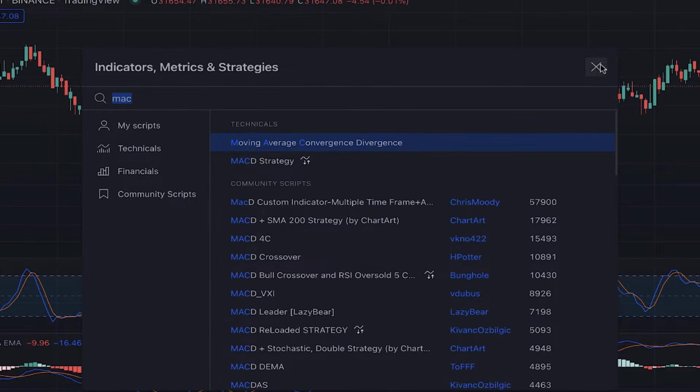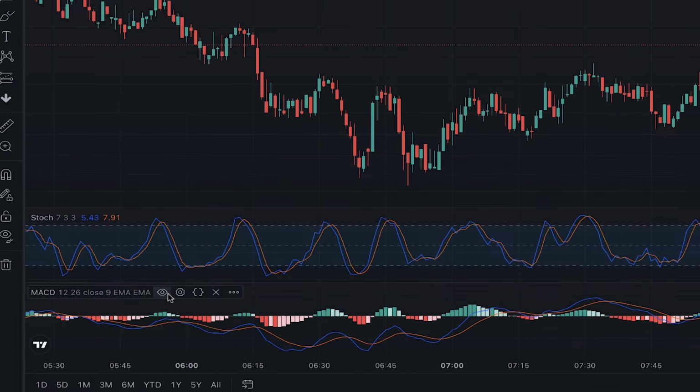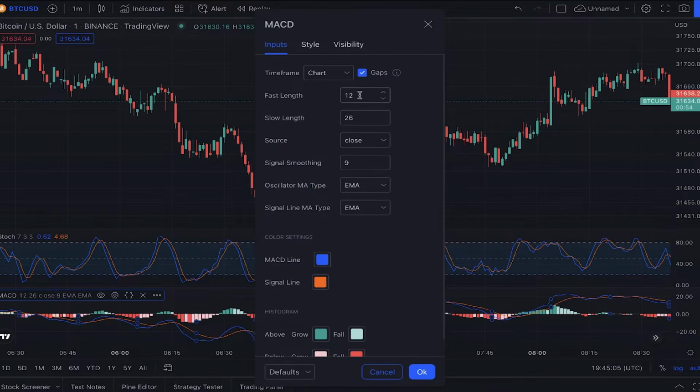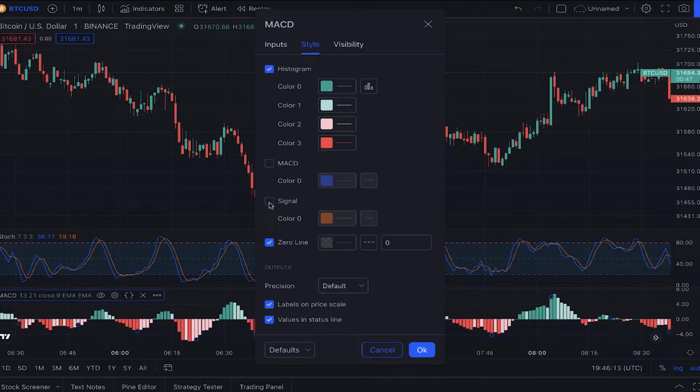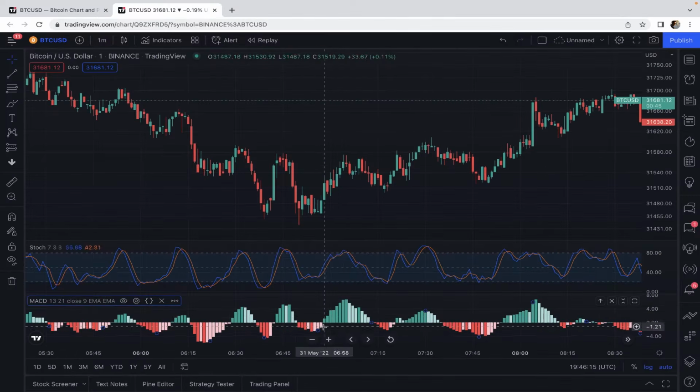The next indicator we want to add is MACD, this one. And for this MACD, we must also change the settings. For the fast length, we set it at 13. And for the slow length, we set it at 21. We don't change anything else here in this tab, and in the style tab, we unselect MACD line and signal line, because in this strategy, we only need the histogram.